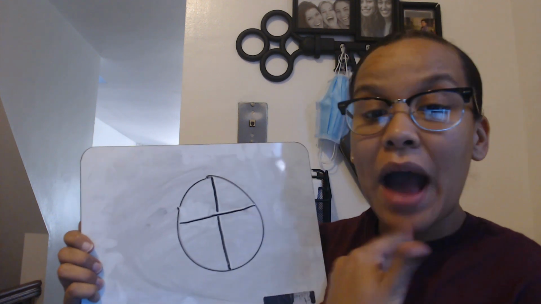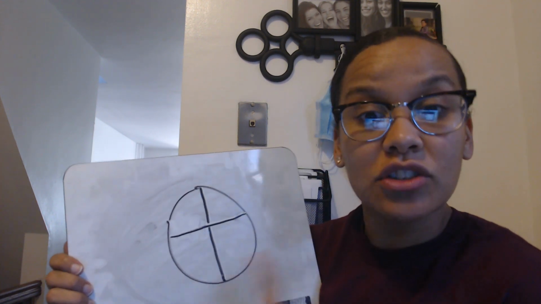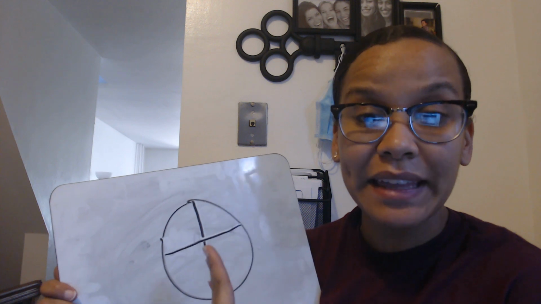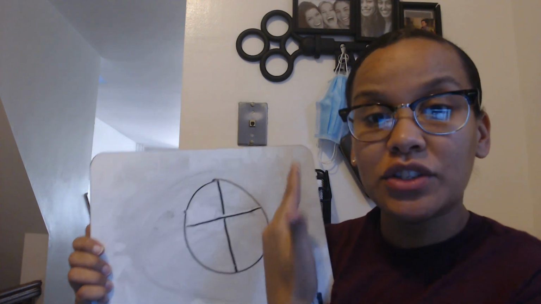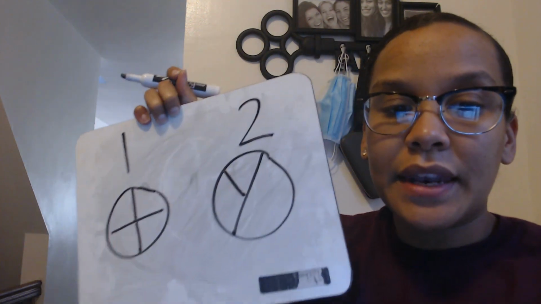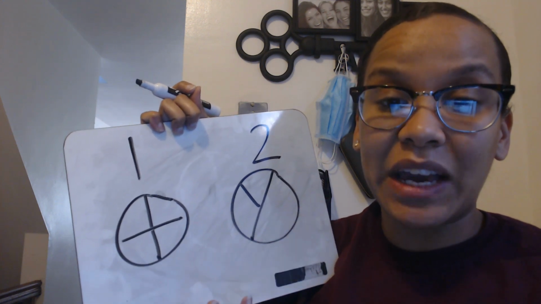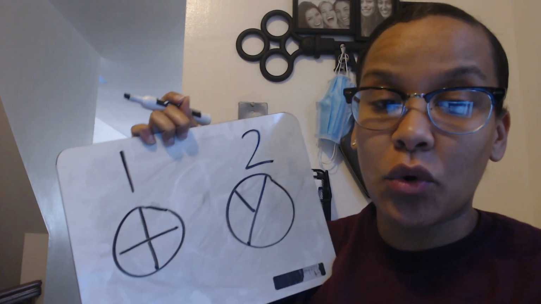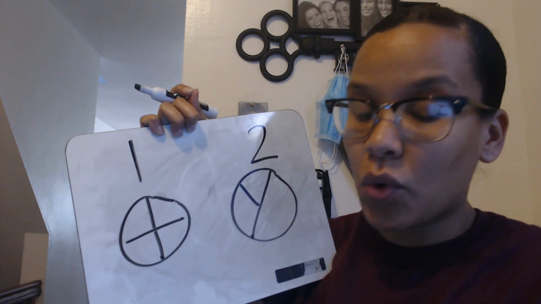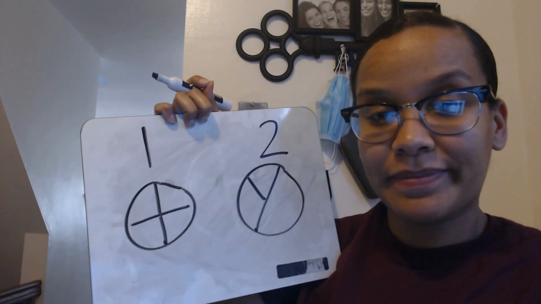Now, I want to go a little step farther today and start shading in some pieces, but before we get there, I want to do my number 1 and 2 and see if you can decide which one is equal and which one is not. Number 1 or number 2? Which one is 4 equal parts? Which one has 4 fourths or 4 quarters? If you said number 1, you're right. That one had 4 equal parts and the other one did not.